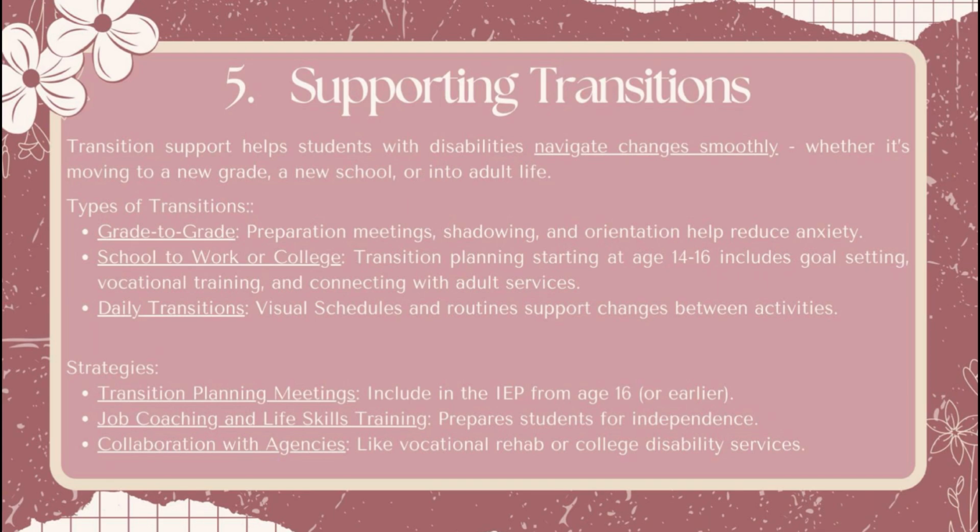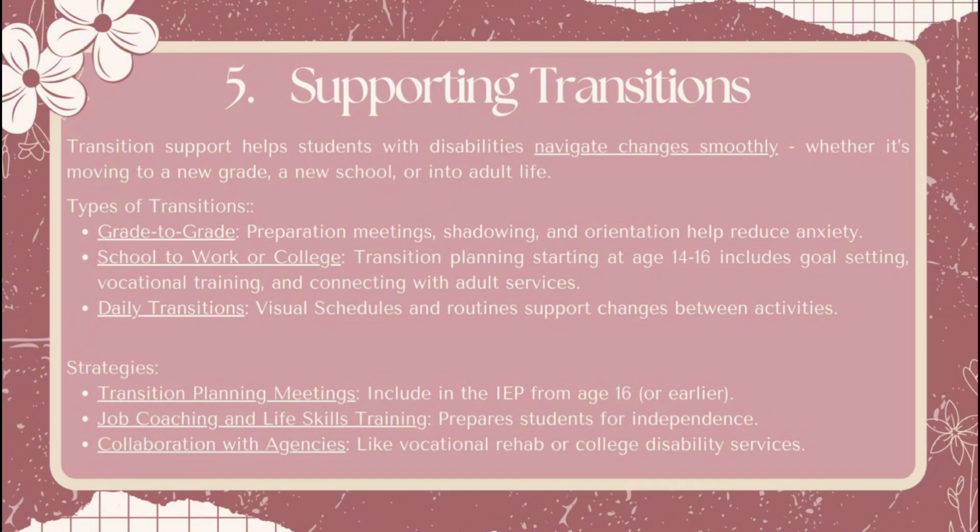It is preparation meetings, shadowing, and orientation that help reduce anxiety. For example, before moving from 5th to 6th grade, a student with an IEP visits the middle school, meets teachers, and follows a shadow schedule with a peer mentor for a day. The current and new teachers meet with the student and family to share support strategies.